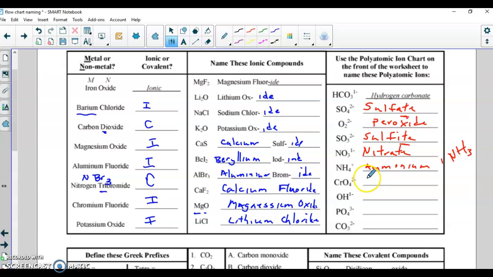This is chromate. This is hydroxide. PO4 is phosphate. And this last one is carbonate. This thing seems to be slowing down on me.